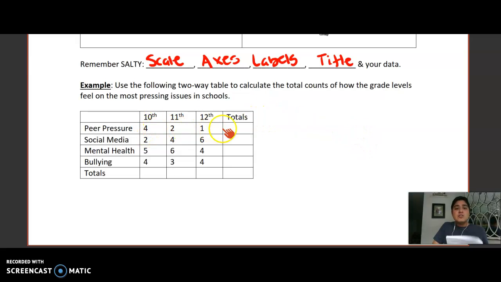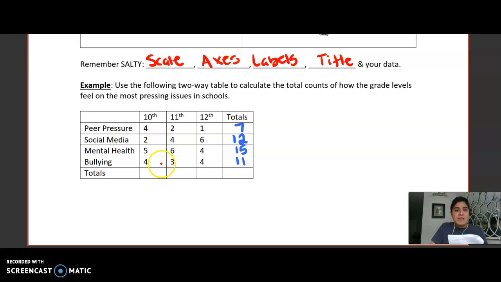So the total number of students that said peer pressure was an issue, well, 4 plus 2 plus 1 is going to give me 7. Total number of students that said social media was an issue, 2 plus 4 plus 6 will give me 12. And the total that said mental health was an issue is 15, and bullying is going to be 11. Now, that's for my social issues. Let's look at my classifications.